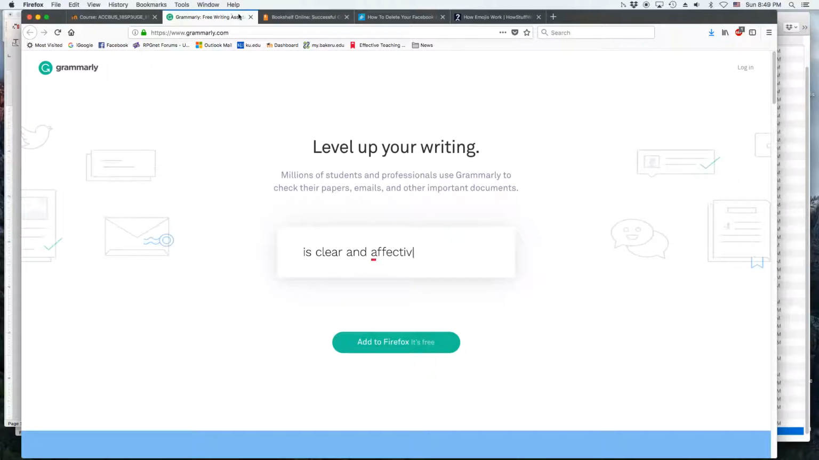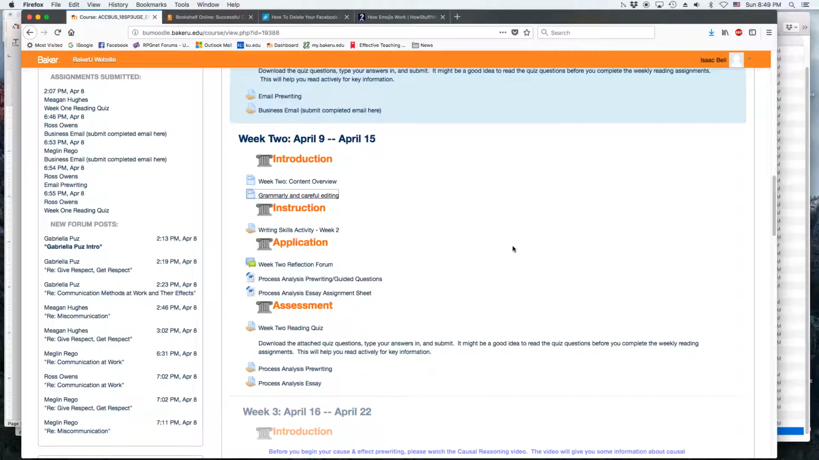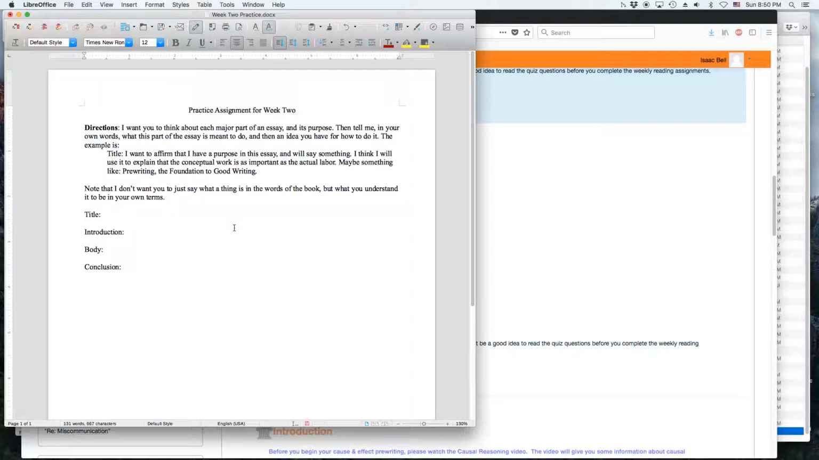So in the assignments, you have four assignments. You have a skills activity, also known as a practice activity, a reflection forum. You'll have a pre-writing, which is from guided questions from the book for the process analysis, and the process analysis essay. So the first of these, as you just saw, is the practice assignment.